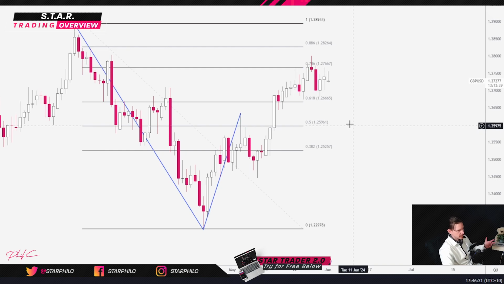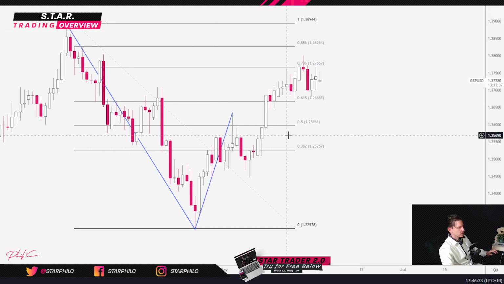Now this is advanced pattern formation. So it requires 3 things that we're looking for. The first criteria is a retracement back up into a 50% from our impulse leg, right? Swing high to swing low, we pull back into a 50% Fibonacci retracement. That gives us criteria 1.